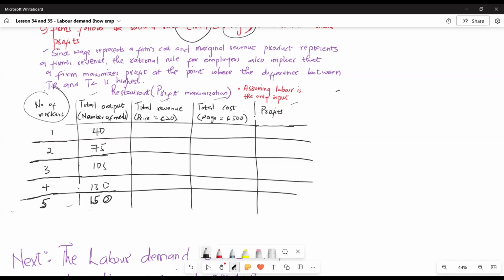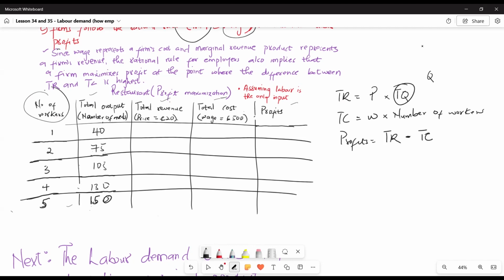So we have total revenue as the price of a good times the total output that is produced. So we say the total quantity, or you can simply write it as Q. Then we have total cost as the wage you pay a worker times the number of workers that you have. And then we have profit as the difference between the total revenue and the total cost. So let's start with our calculation for the total revenue.